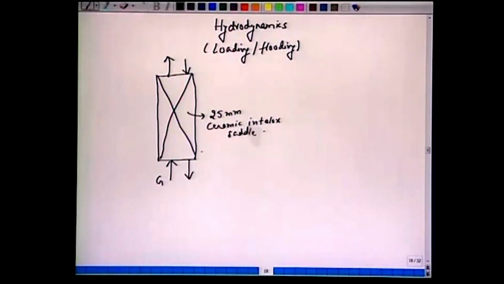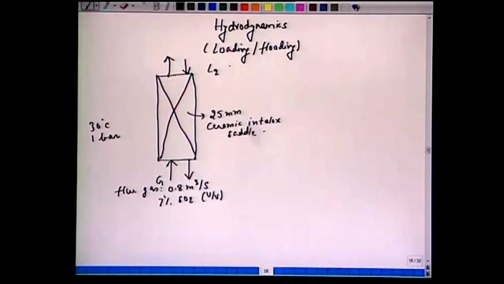Here it is given that the flow rate of this flue gas is 0.8 cubic meter per second. Temperature is given as 30 degree centigrade, pressure is 1 bar, and this flue gas contains 7% of sulfur dioxide, given volume by volume. So, essentially 0.07 is the mole fraction of this. This is treated with a liquid, an aqueous ammoniacal solution. The flow rate is 3.8 kg per second.